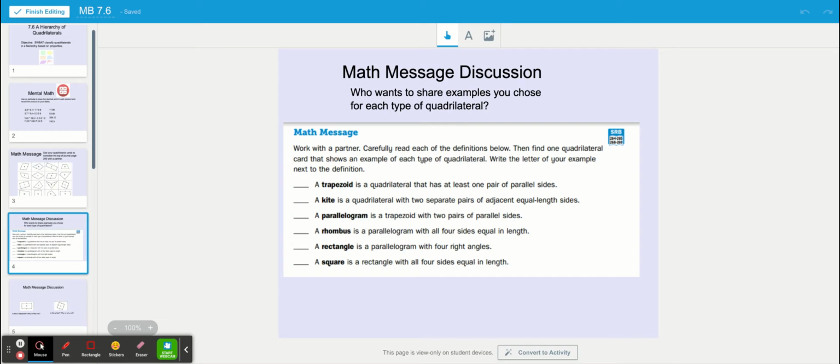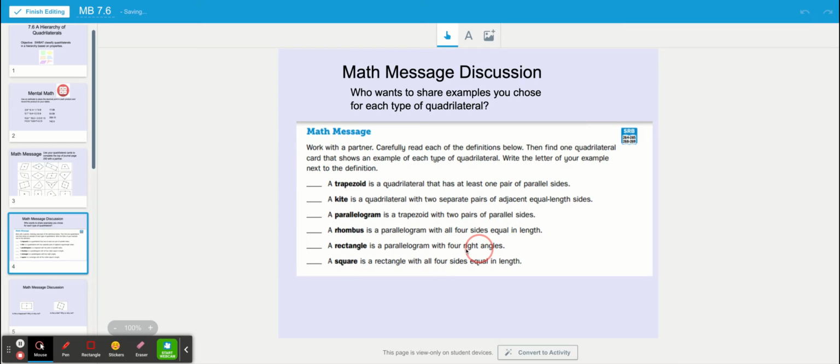Now, what I want you to notice is I said a rhombus could be a square, but notice that a square fits into the rhombus category by saying it's got four sides equal in length, but not all rhombuses are squares because this one has four right angles.